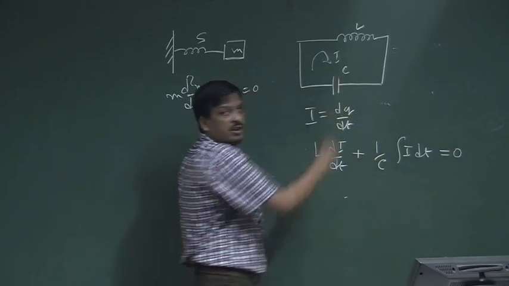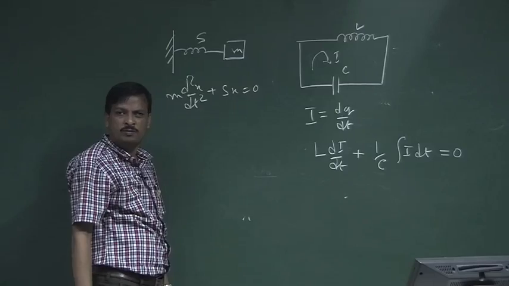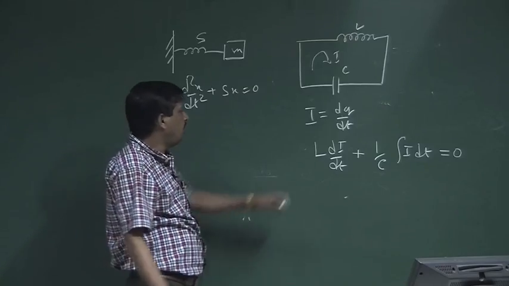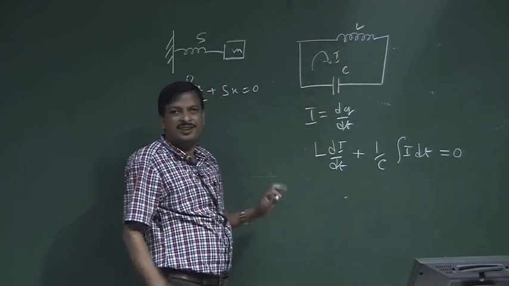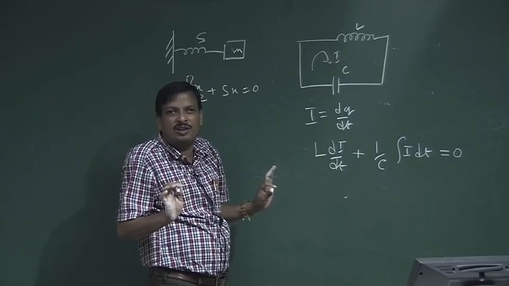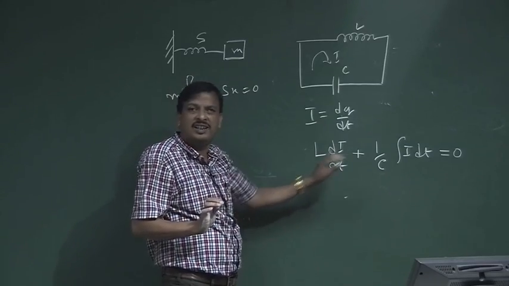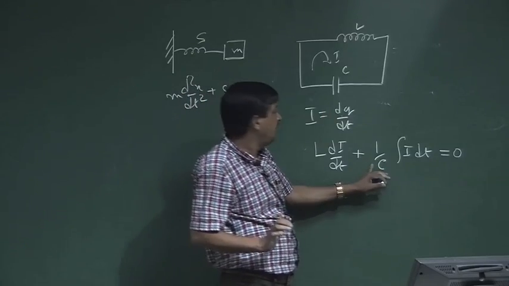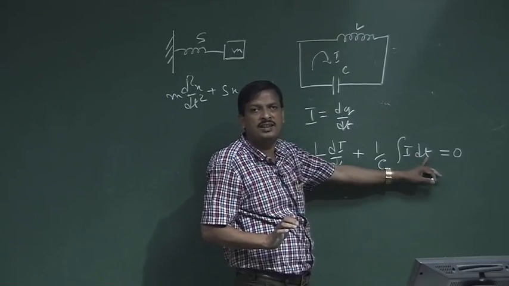There is no external voltage source, so that should be equal to 0. That is called the Kirchhoff loop rule, which you know. If there is no variation in the current, the induced voltage across the inductance is 0. If there is a variation in the current, then there is a voltage across the inductance. Capacitance stores the charges, so it is the integral of I dt.